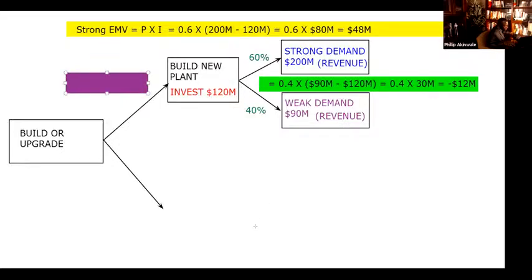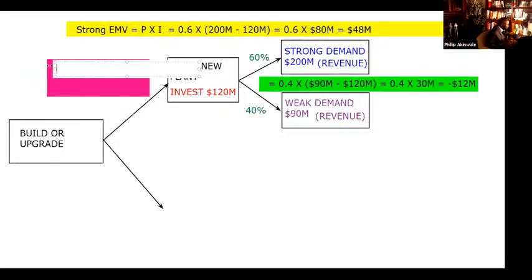And we'll just put the number. We should probably use a different color. Okay, let's use this. Okay, so this signifies the outcome for build new. And as you can see in the PMBOK guide, what they did, they just took the 48 and the minus 12, and it says the EMV is equal to 48 minus 12, and that is equal to what?